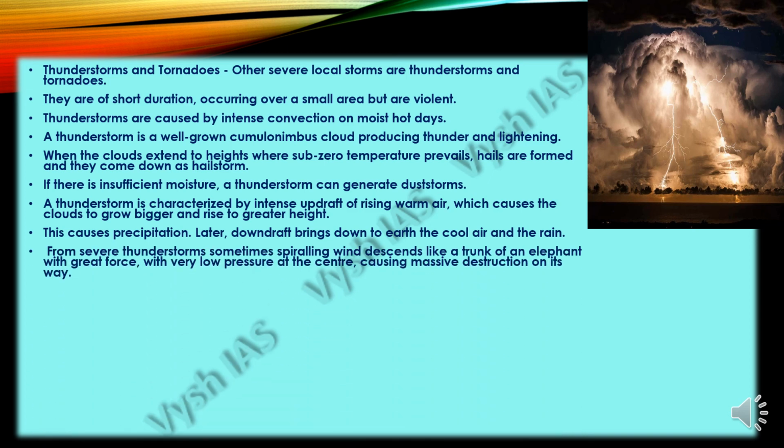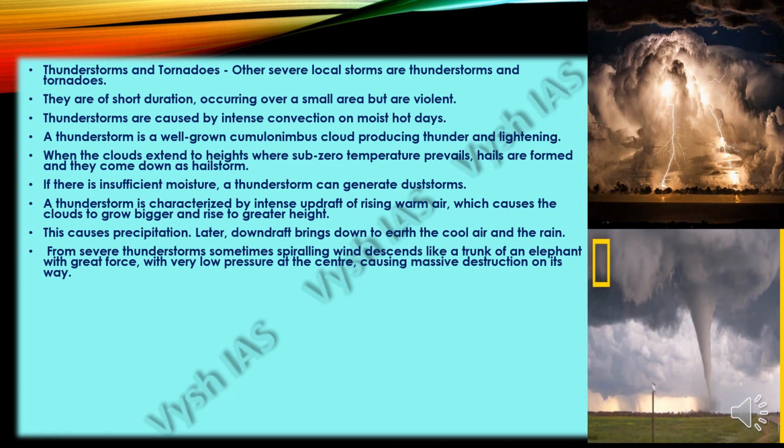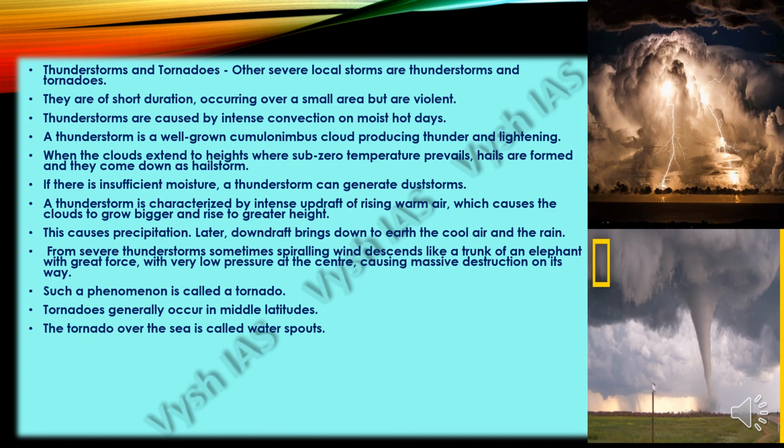From severe thunderstorms, sometimes spiraling wind will descend like the trunk of an elephant, with a U shape, with a great force, and it will be of very low pressure at the center. This will cause massive destruction in its way, whatever comes in its way. So next we have the tornadoes. Such a phenomenon is called a tornado. Tornadoes generally occur in the middle latitudes, and a tornado over the sea is called a water spout.